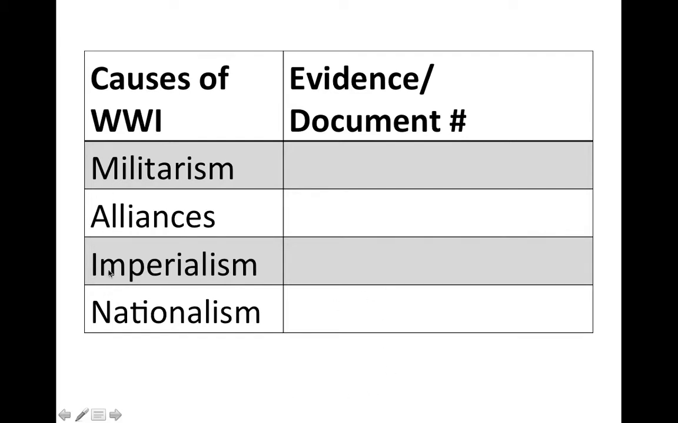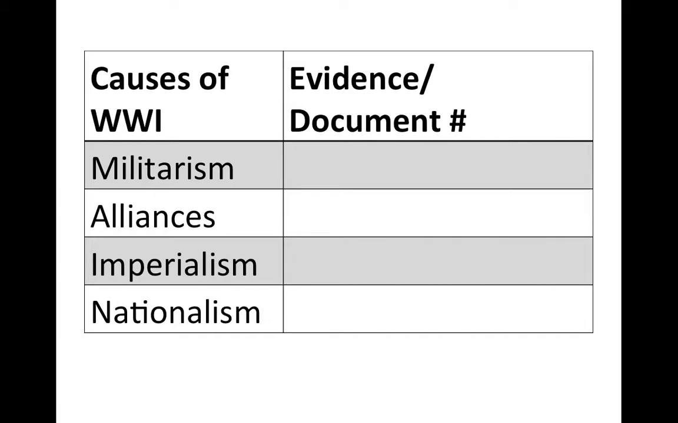It doesn't have to be fancy or straight or anything. Basically, you just need to have these rows, 2 columns, and label the columns, causes of World War I, evidence/document number. What you need to do is then take the DBQ packet and decide for each of the 12 documents, where would you put the document, okay? Where would you be able to find evidence of militarism, the alliance system, imperialism, and nationalism in the DBQ packet, okay?